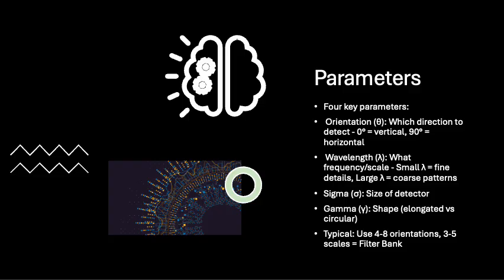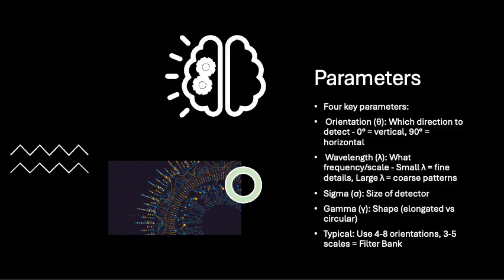Gabor filters have four parameters: orientation, which tells you which direction to detect, 0 degrees for vertical, 90 for horizontal, and anything in between. 45 is to the northeast, and 135 is to the northwest.